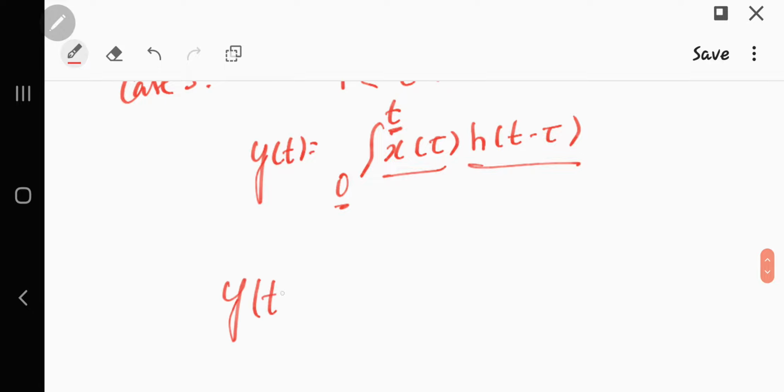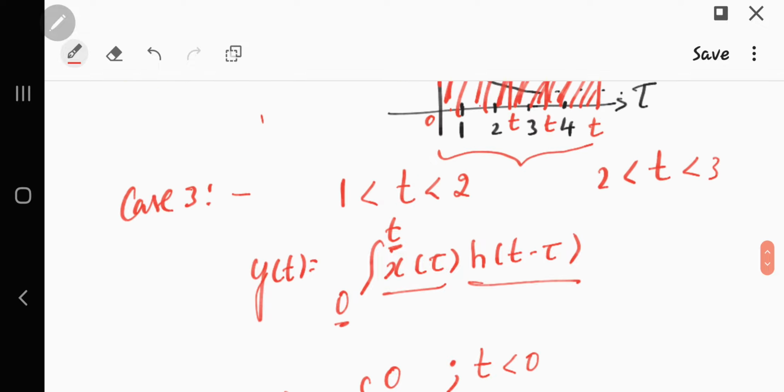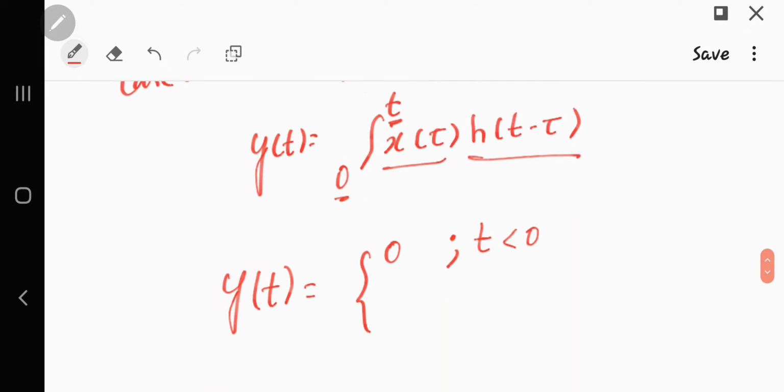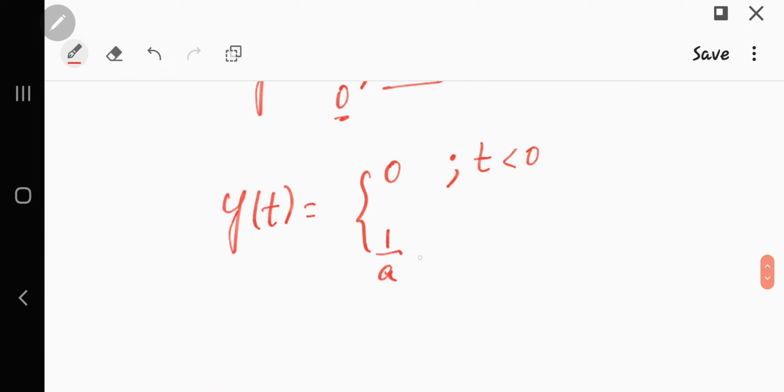y of t is equal to 0 for t less than 0, and y of t is equal to what you got here, that is 1 by a into 1 minus e to the power of minus a t, for t greater than or equal to 0. So this is the final result for y of t.